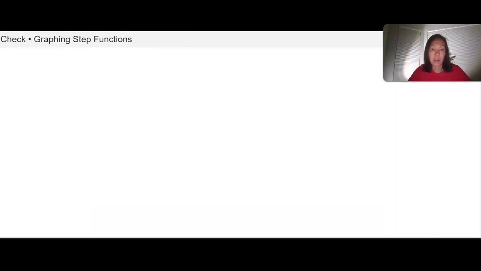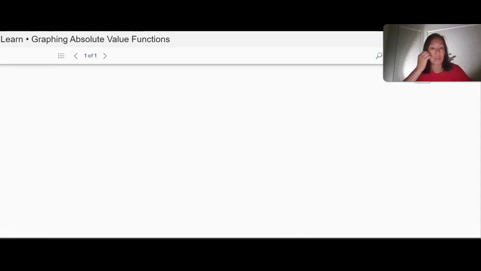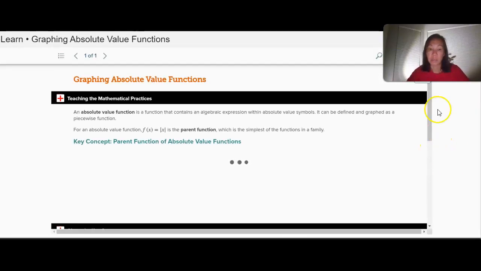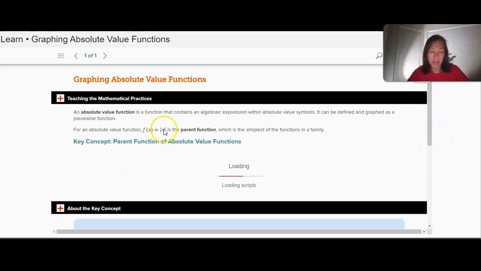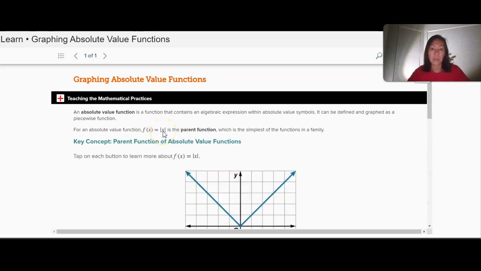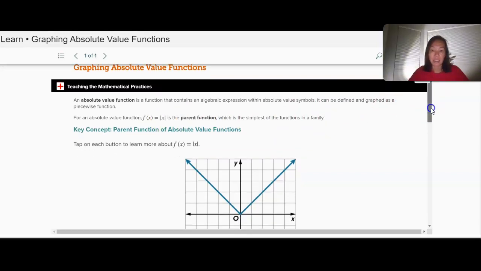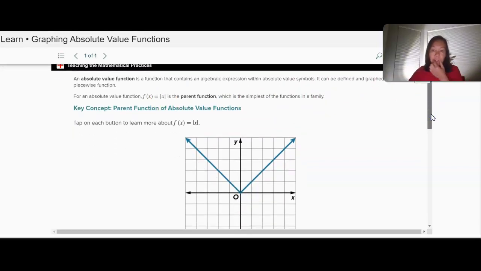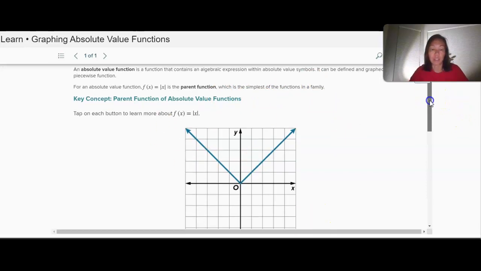Now, the other types of graphs you're going to have to know are absolute value graphs. An absolute value function, you guys know what absolute value means, and you know what it looks like. So absolute value of x looks like this. Again, you can almost define it and graph it as a piecewise function, but we're going to be looking more at these in the next section as well. The absolute value function is what we call a parent function, which is the simplest of the functions in a family. So the next section, we're going to be looking at function families, but we're going to look at a quick introduction to absolute value functions right now.